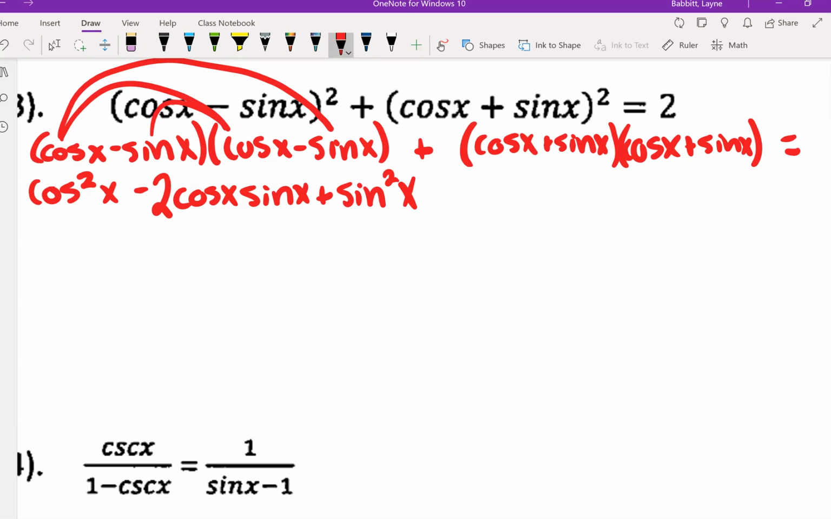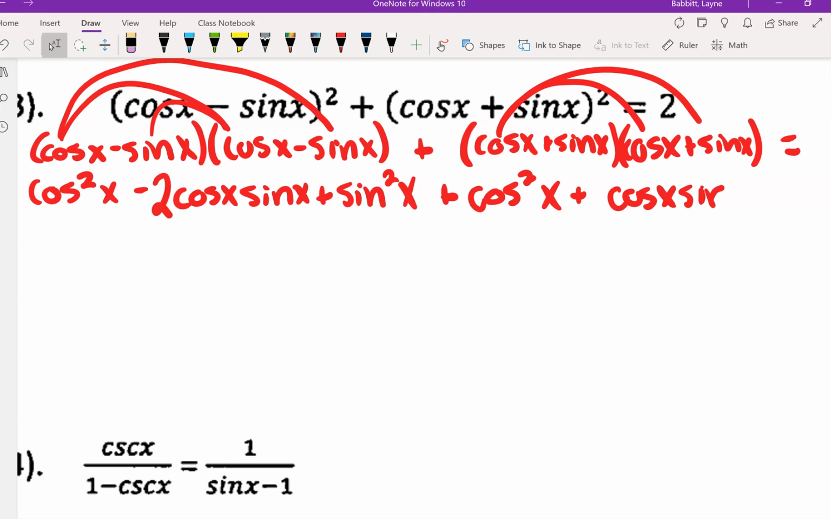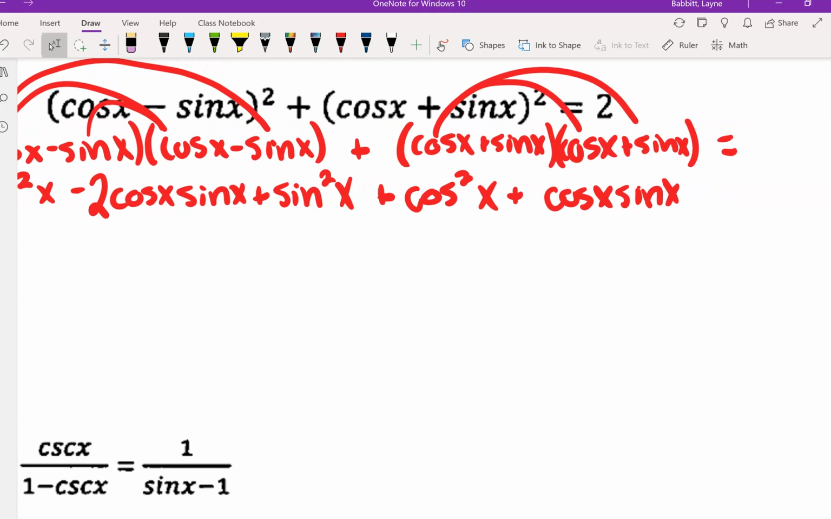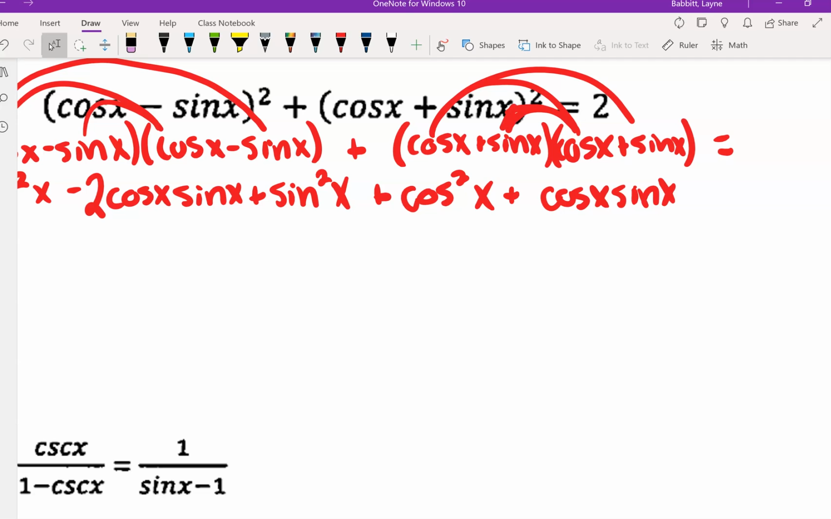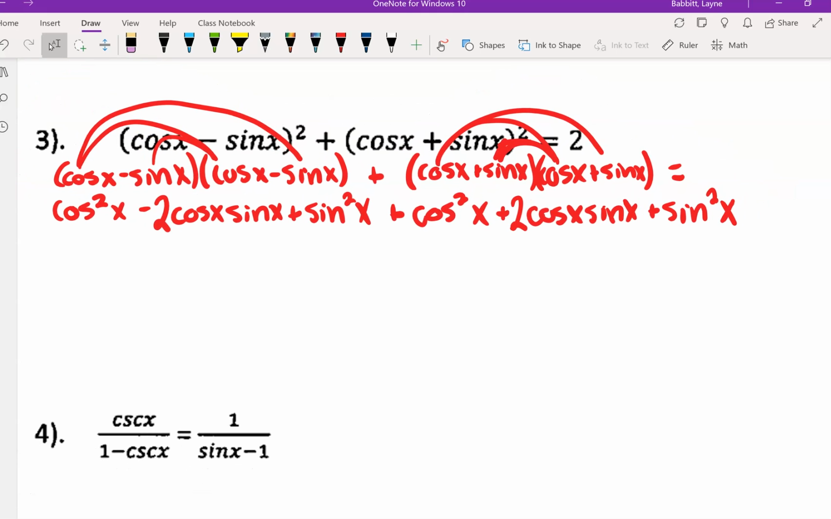All right, now we'll FOIL the next one. Cosine times cosine is cosine squared x. Cosine times sine is cosine x sine x. And then another cosine times sine gives us another cosine x sine x. So this will just be 2 cosine x sine x, since I got 2 of those. And then sine x times sine x is another sine squared x. Okay, there we go. Again, don't forget that that's what we're trying to get to equal 2.